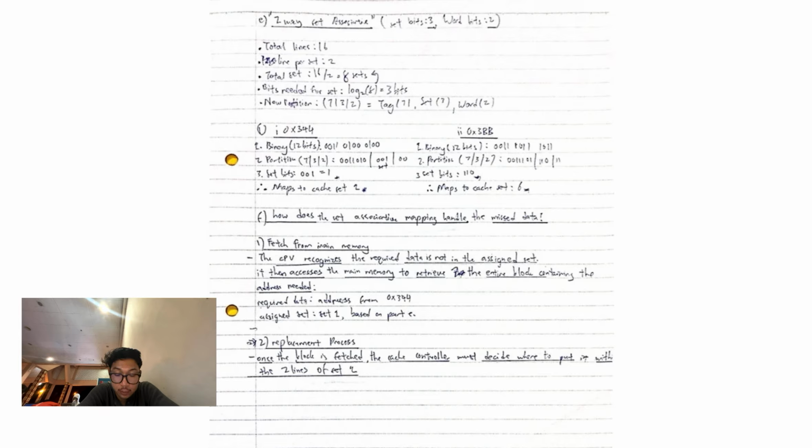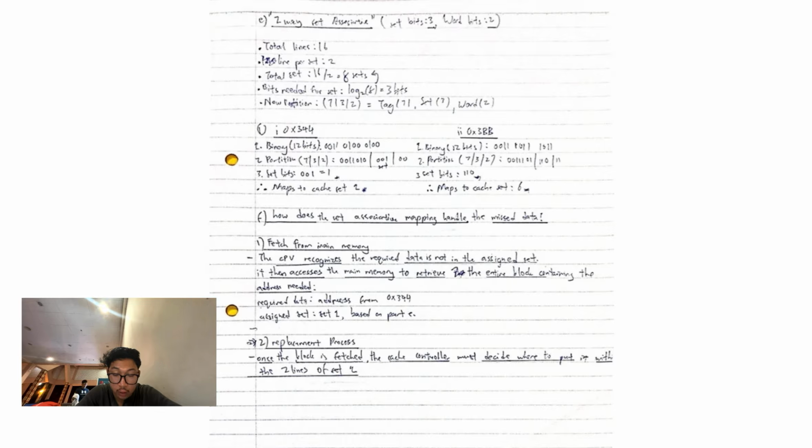For the first step, the first address is 344. The binary that I got is in the answer sheet that I've given. So right now we want to look for the set bits, which are in the middle, and I've gotten 1. So it maps to cache set 1. For the second address, 3BB, it maps to cache set 6.